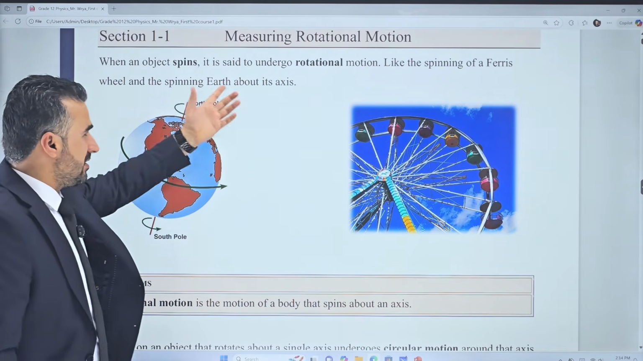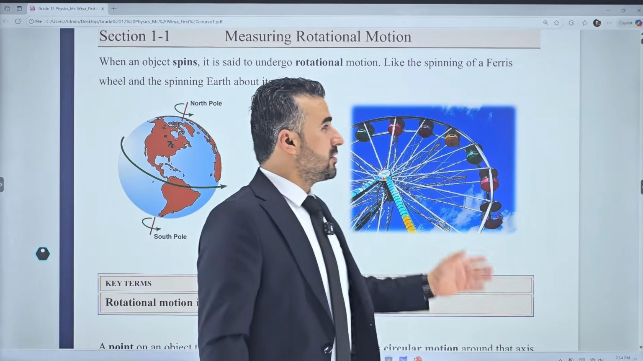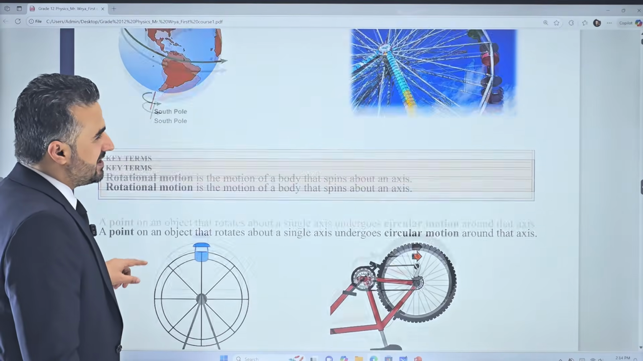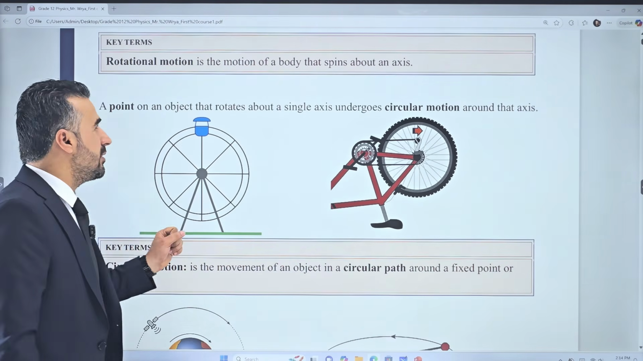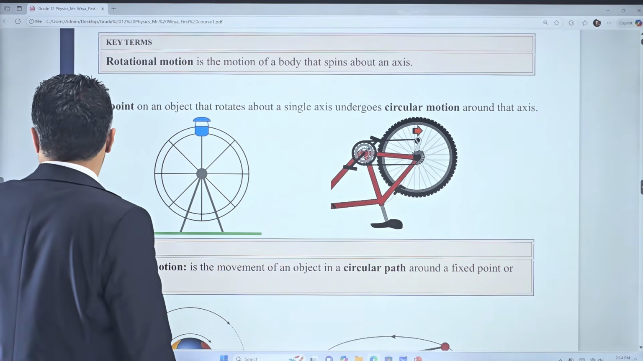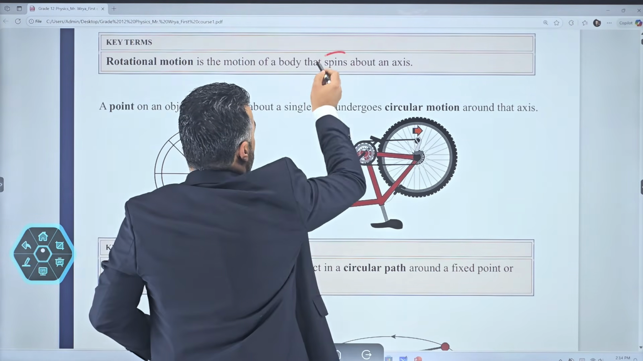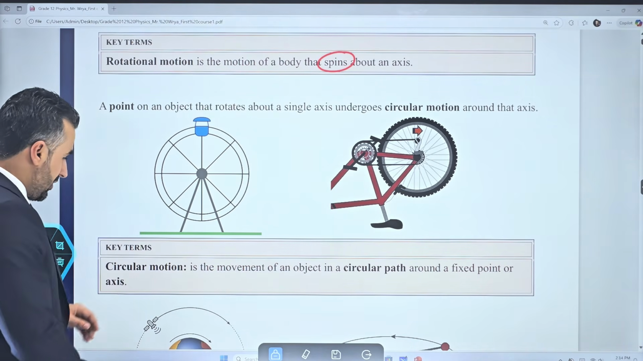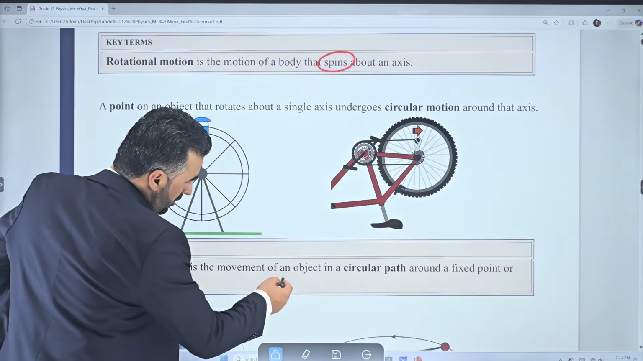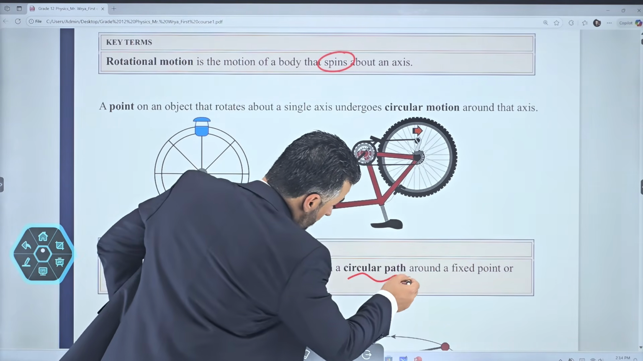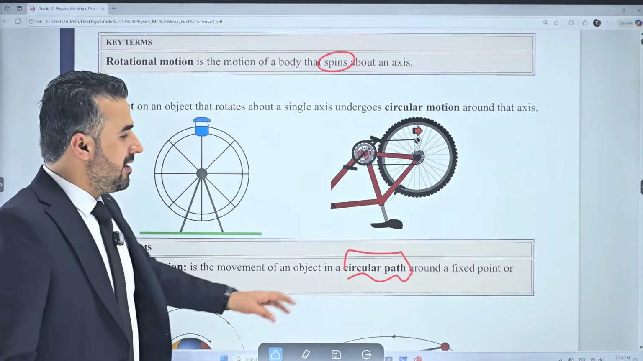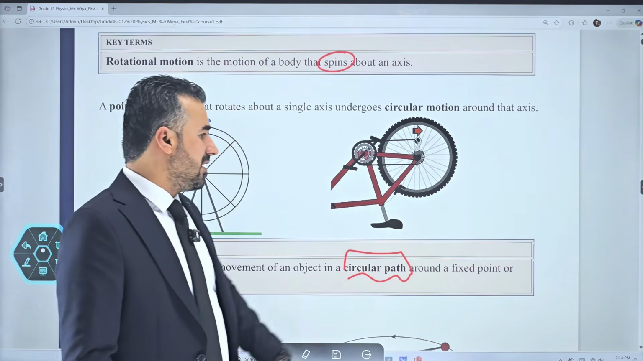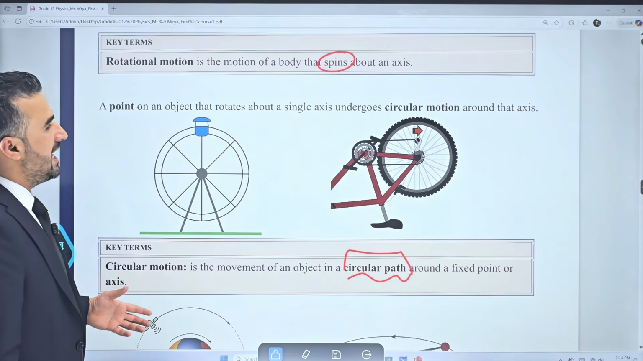It says when an object spins, it is said to go under rotational motion, for example, the spinning of a Ferris wheel, or the spinning of Earth on its axis. So once again, how do we define rotational motion? It is the motion of a body that spins. So remember, the key word is spinning about an axis here. And for circular motion, it is the motion of an object in a circular path. That is the key word for circular motion. And of course, the circular path must be around a fixed point or axis.